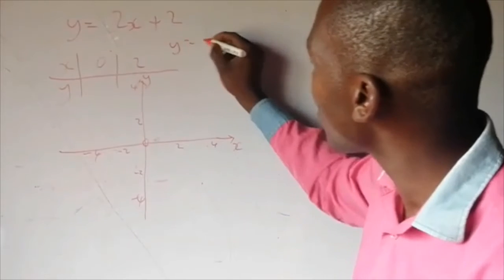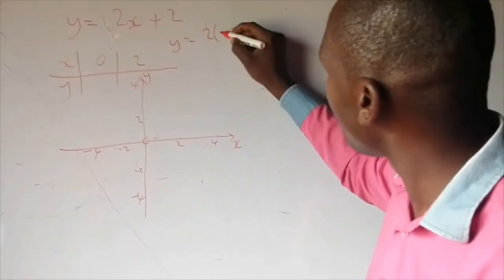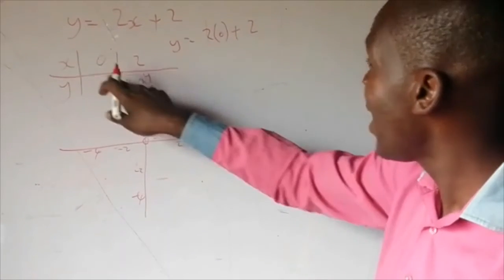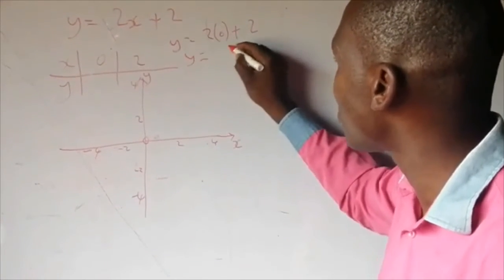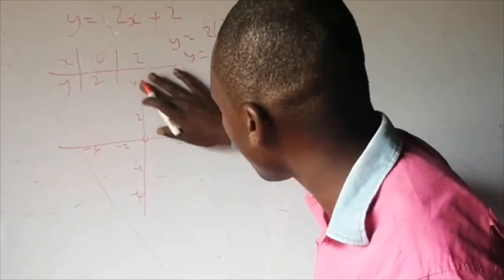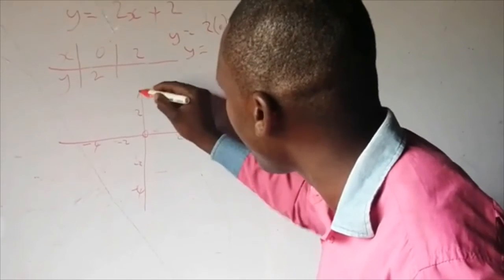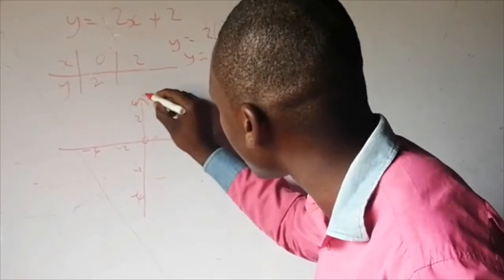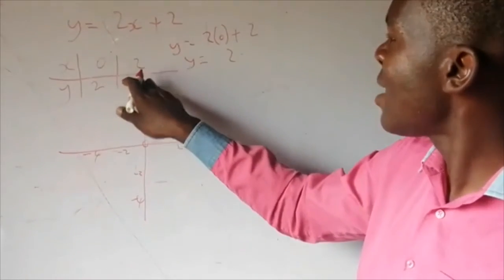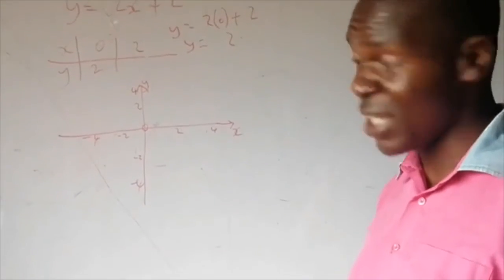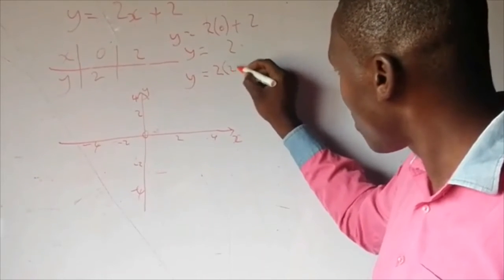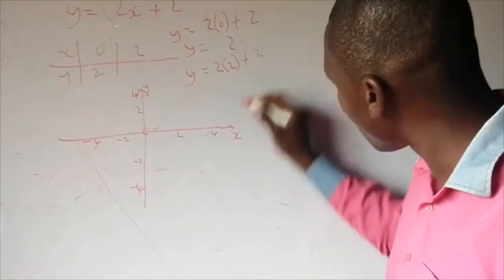So we say y is equal to 2, then put a 0 here, plus 2. 2 times 0 is 0. So when x is equal to 0, y is equal to 2. So we write 2 here. Just want to show you how to do a table of values. Okay. Then secondly, when x is equal to 2, we just do the substitution again. We say y is equal to 2, we put 2 here, plus 2.